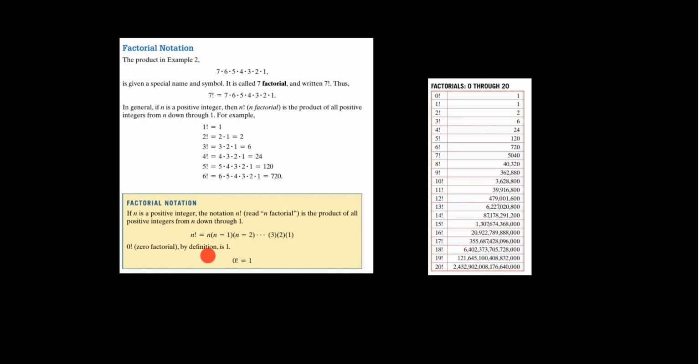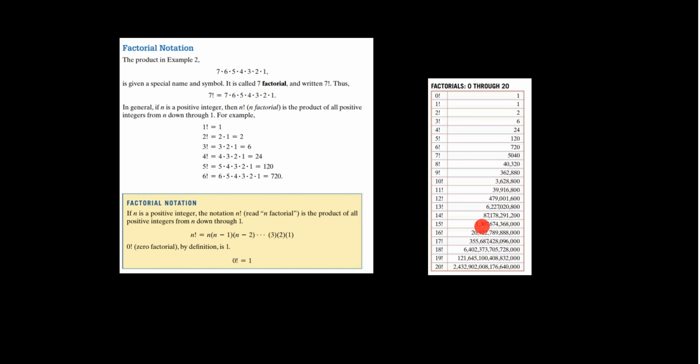Keep in mind also, 0 factorial by definition is going to be 1. And here are some factorials right off the bat. I'll give you some good news. You don't have to memorize these. Okay, no sense in memorizing these.